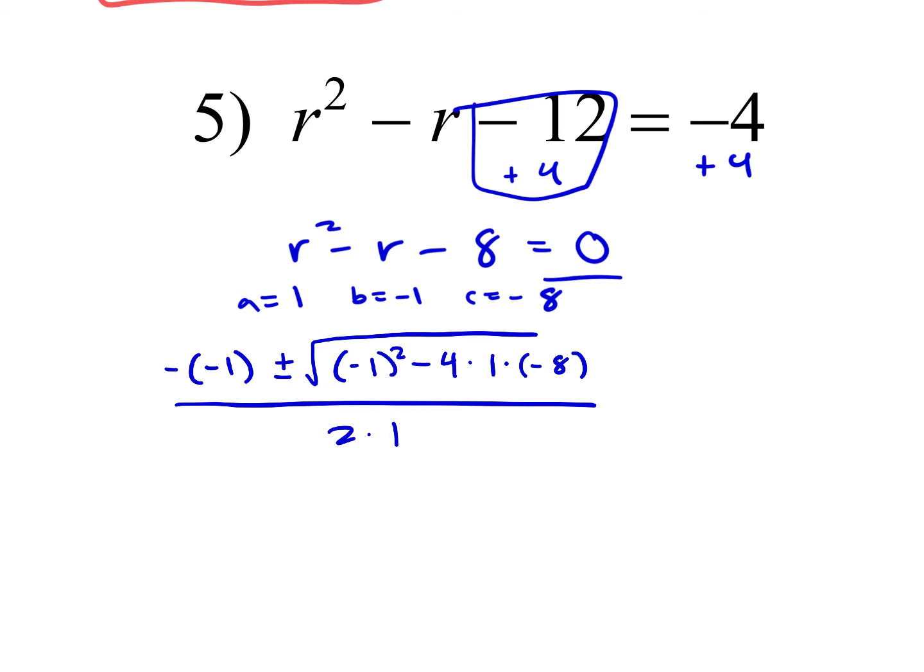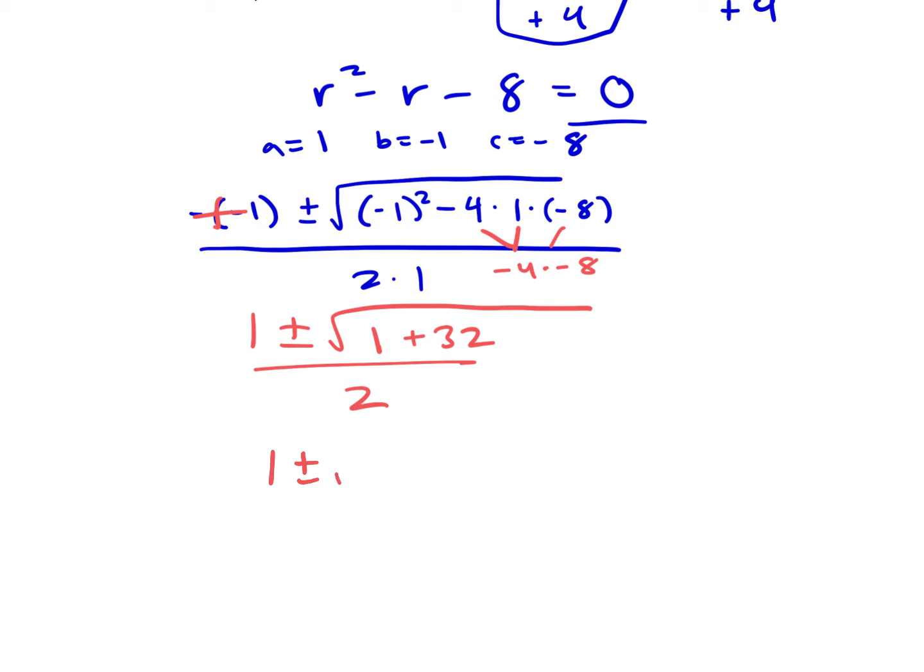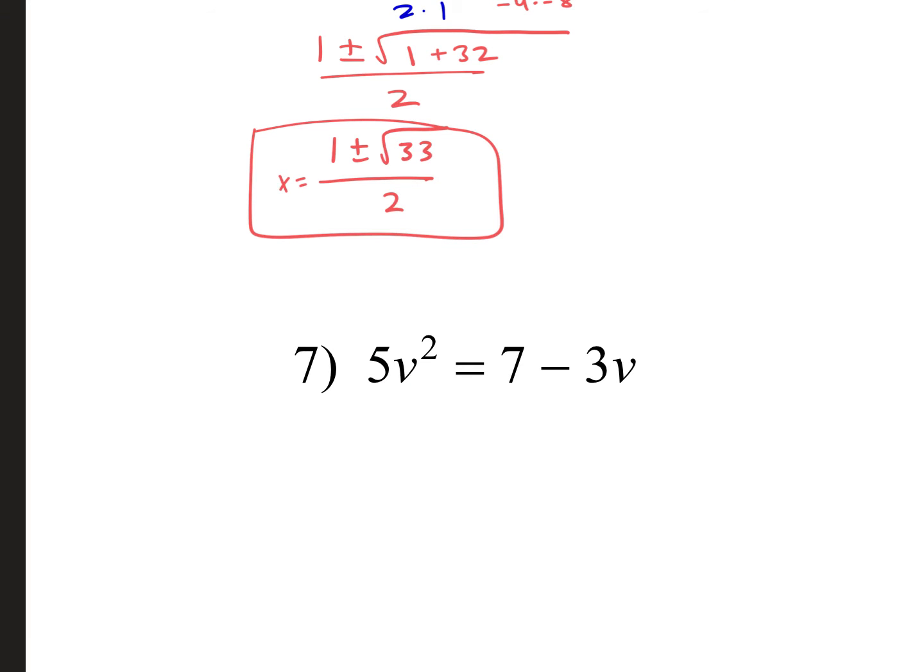Now we simplify. What does negative 1 turn into? Just 1 plus or minus. What's negative 1 squared? 1. 4 times 1 is 4, times negative 8, 32, over 2. So I have 1 plus or minus the square root of 33 over 2. All right, number 7. What should I do first?